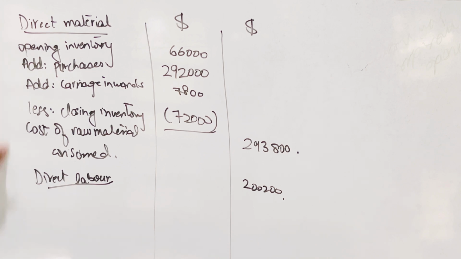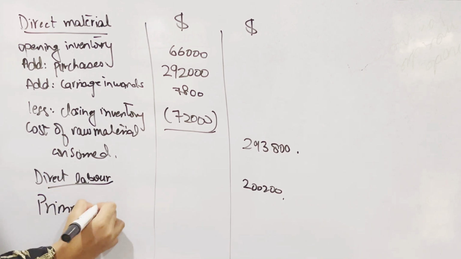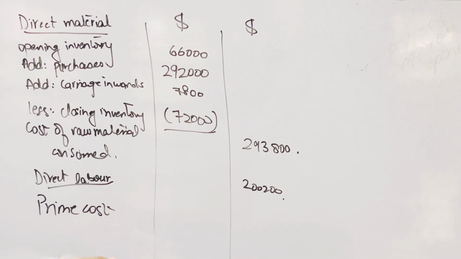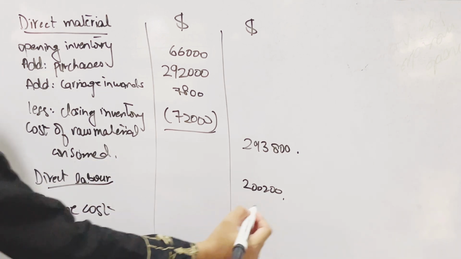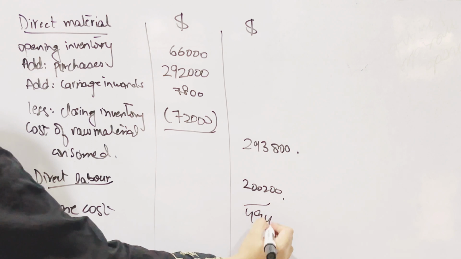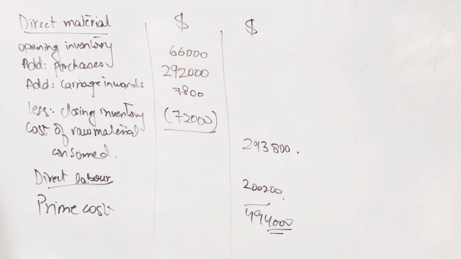This part is basically related to the direct production cost related to the manufacture of goods. Hence, if you do not have any direct expenses, you just label it as prime cost, and you total the expenses as 494,000. So this is the section that you're supposed to make, and it is known as prime cost.